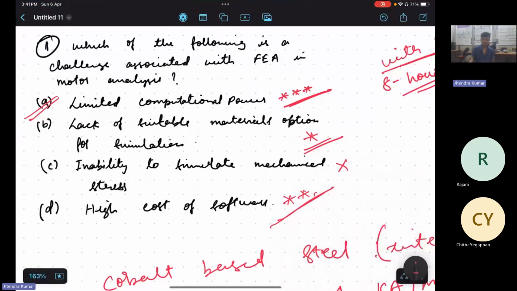Yeah. So here you see all those options. Though I have verbally explained all those options, you could still see. The third option was inability to simulate mechanical stress, which we saw with the help of APS software, and the last option was high cost of software, which is an issue, but still it could be managed. So option A would be appropriate. Okay, Chitu, any doubt here? Yes, sir. Understood, sir. Great.